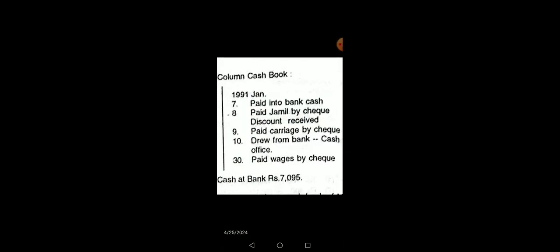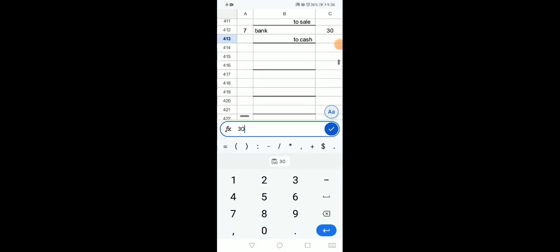And what is next for us? After 7 we have 8. So we will put date first. It's 8th entry.